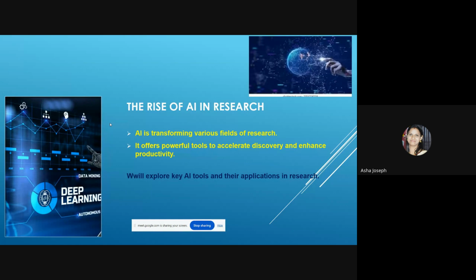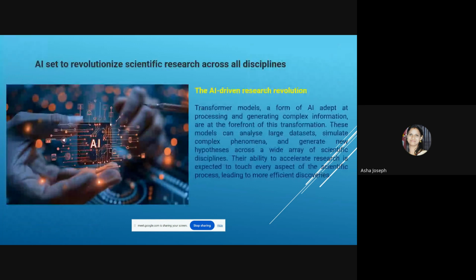and insight. If I have to talk about the rise of AI in research, we can say that AI is transforming various fields of research, and it offers powerful tools to accelerate discovery and enhance productivity. So we will explore key AI tools and their applications in research. Before directly getting into the tools, a few more sentences I would like to add to my presentation.